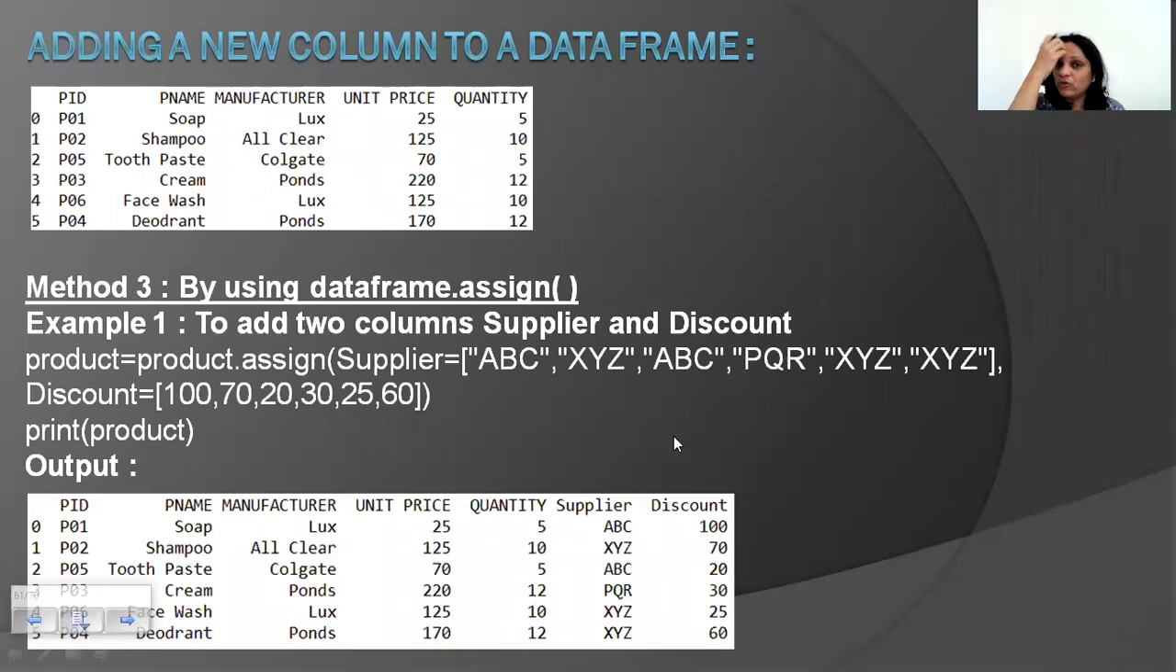Okay, but by default, remember, just writing product.assign will not change your product data frame. You have to say product is equal to product.assign. So the new data frame created is again pushed into the same old variable name. So you're updating the data frame called product.